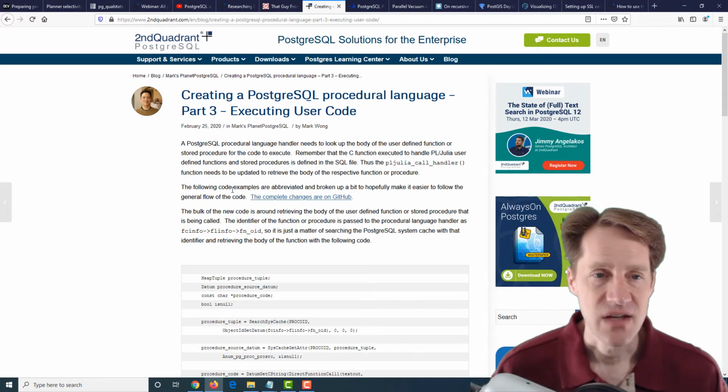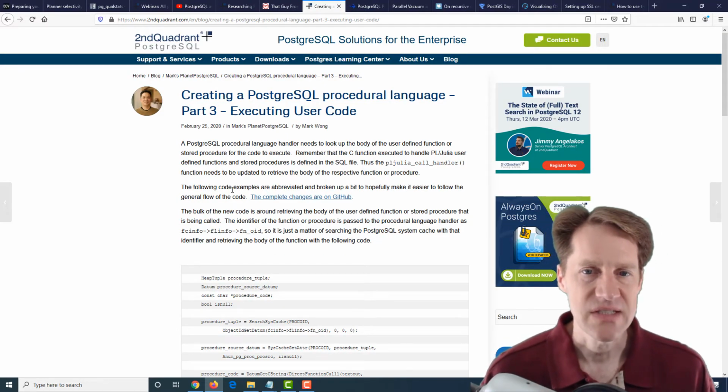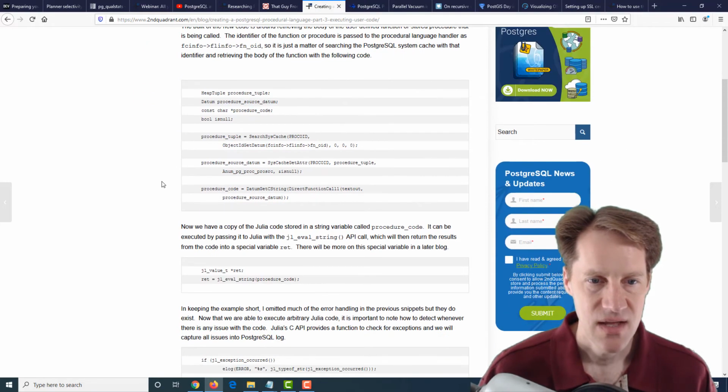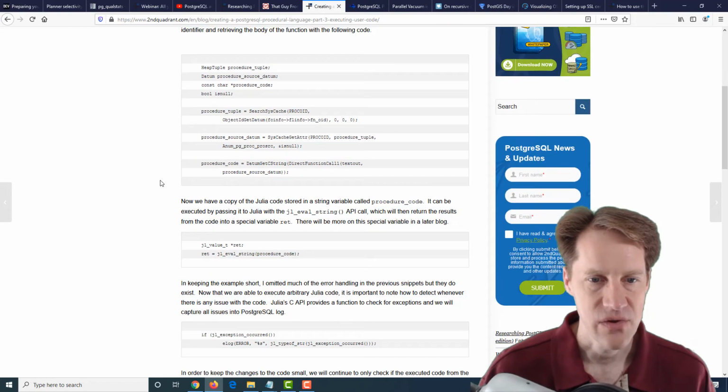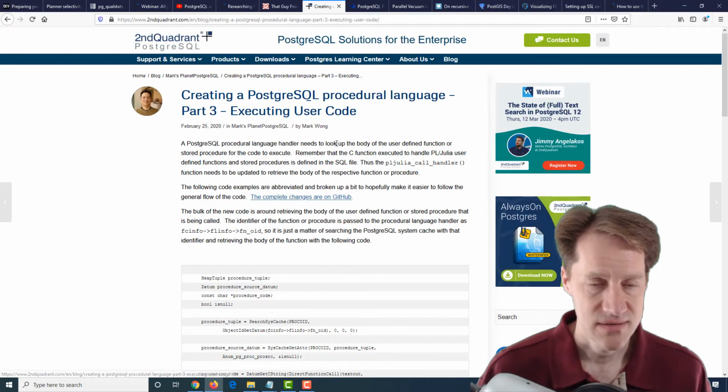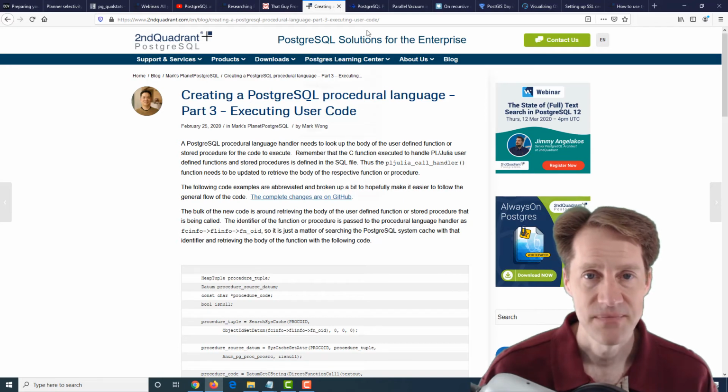The next piece of content is creating a PostgreSQL procedural language, part 3, executing user code. This is the part 3 that we've covered in previous episodes. This is using the Julia language, and this is the next phase where they're actually going to be executing user code. So if you've been following along, the next blog post is available.